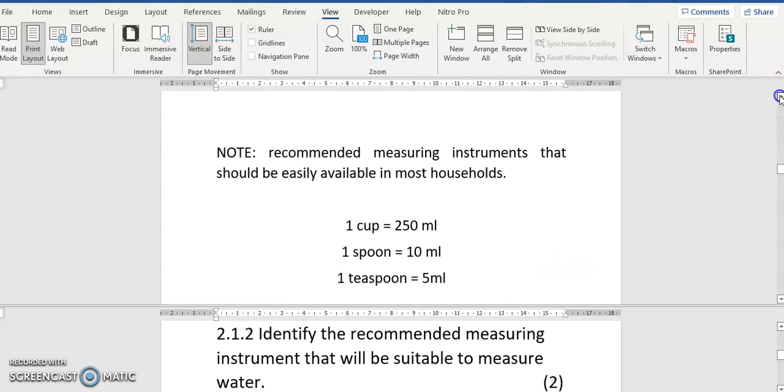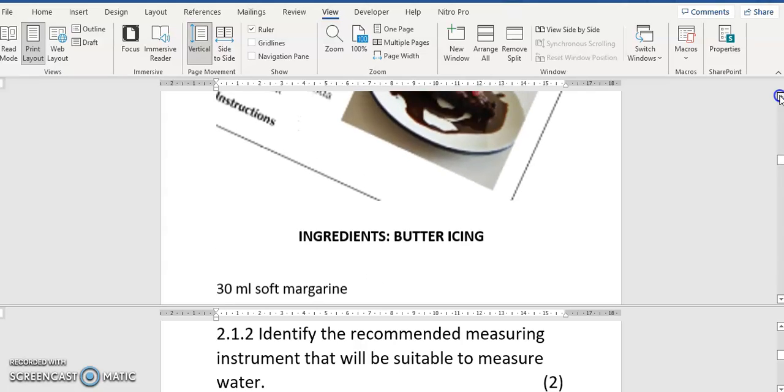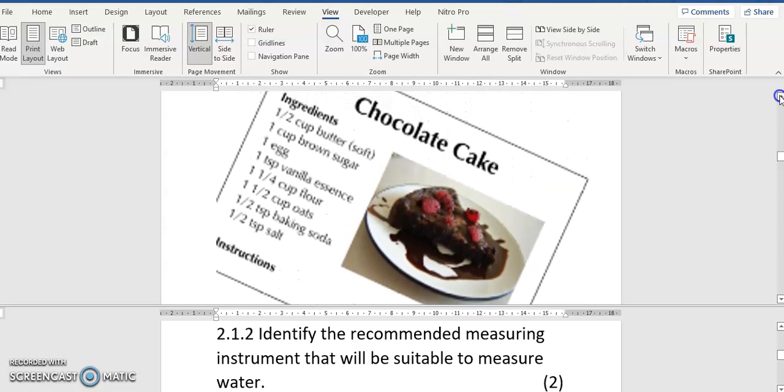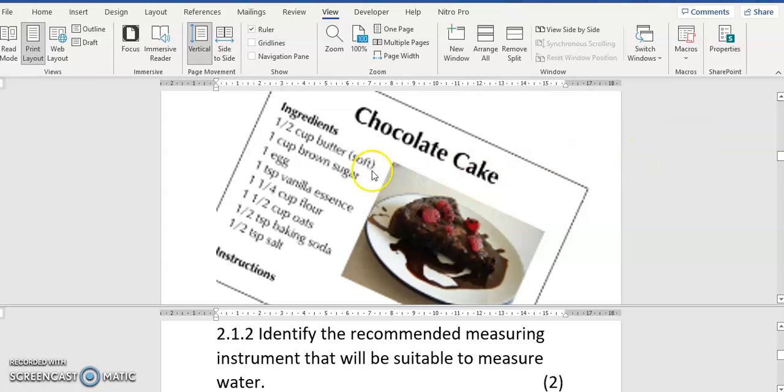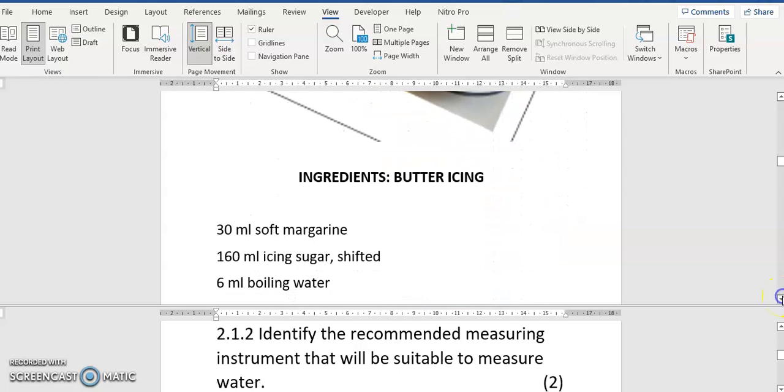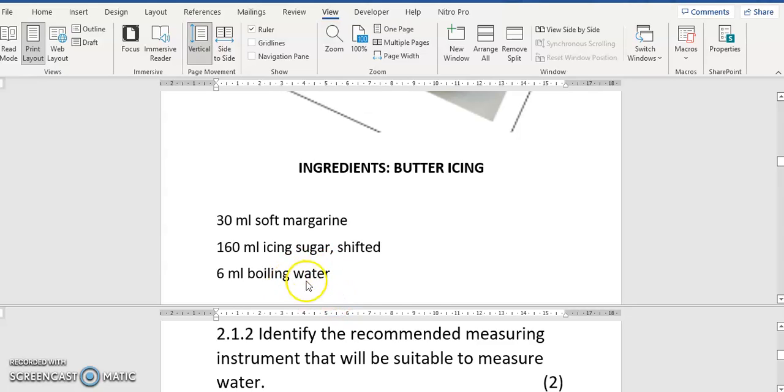Instrument that will be suitable to measure water. Oh, where is water? We don't see water here, but there is water somewhere. I'm going to show you. Have you seen water here? Is that okay? So here, water is 6 milliliters. They use 6 milliliters of boiling water to make butter icing for the cake.